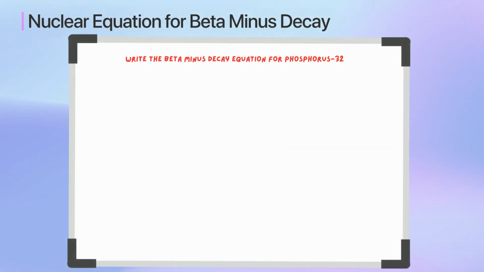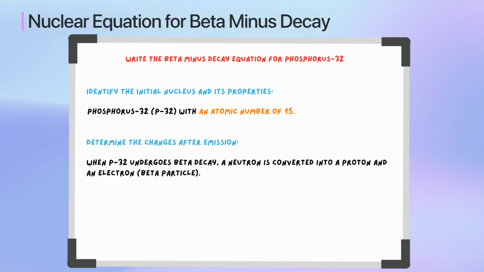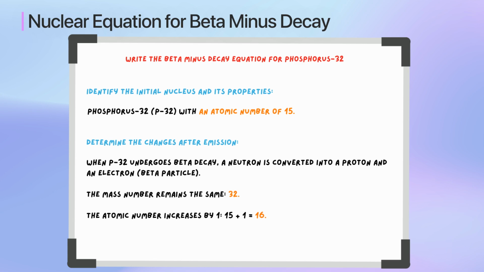Let's try another problem. We need to write the beta minus decay equation for phosphorus-32. We start by identifying the initial nucleus and its properties, which is phosphorus-32, with an atomic number of 15. Then we determine the changes after emission. When phosphorus undergoes beta minus decay, a neutron is converted into a proton and an electron, the beta particle. The mass number will remain the same at 32, but the atomic number increases by 1. So 15 plus 1 equals 16.